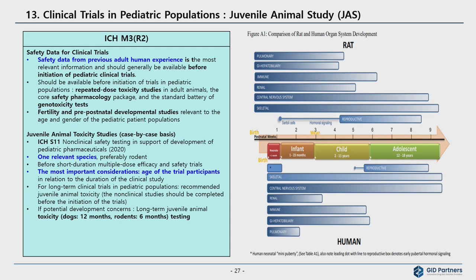So those data have to be available and reviewed. And if there is a concern, then as was mentioned in ICH S11, there could be a limited study, a JAS study, that is. And the most important point to consider while doing the juvenile animal study is the age of the population that we're targeting. In case of people, it would be up to the age of 18. So for the neonatal, the baby, and the pre-adolescents.